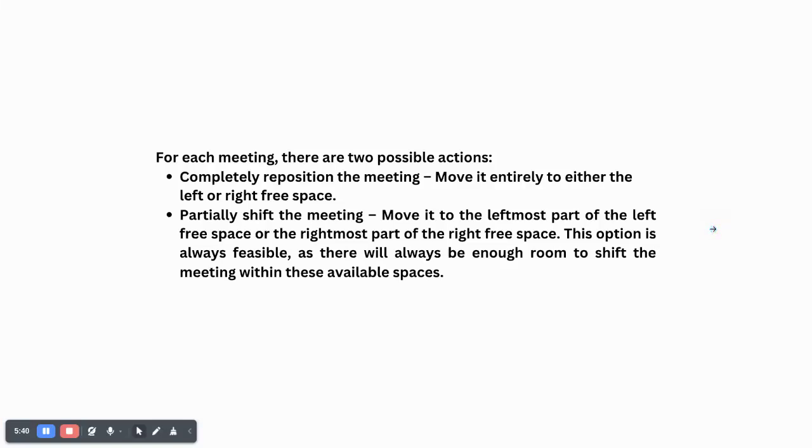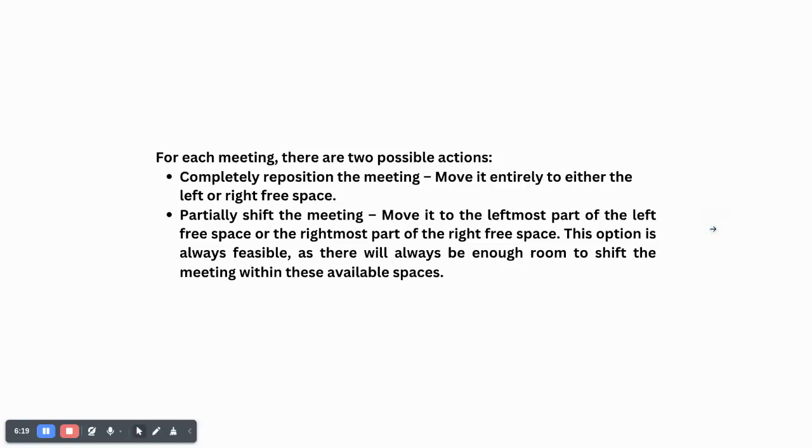As we can see from this, for each meeting there are two possible actions. We can completely reposition the meeting, moving it entirely to either the right or the left free spaces, and this doesn't include the adjacent free spaces to that current meeting. Or we can partially shift the meeting, that is, move it to the leftmost part of the left free space or the rightmost part of the right free space. And this option is always possible, as there is always going to be enough room.